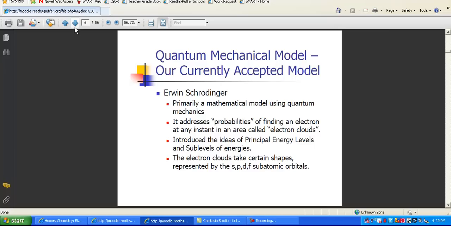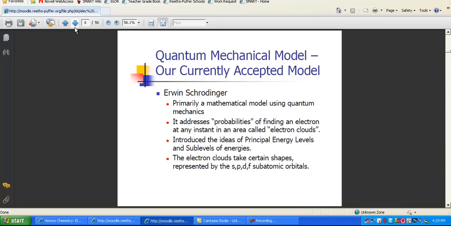That's a field of mathematics. Well beyond the scope of this course, well beyond the scope of any calculus course. It introduces the idea of probabilities of finding an electron at any given instant in an area that we call electron clouds.